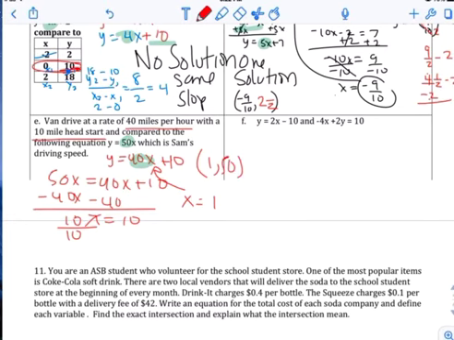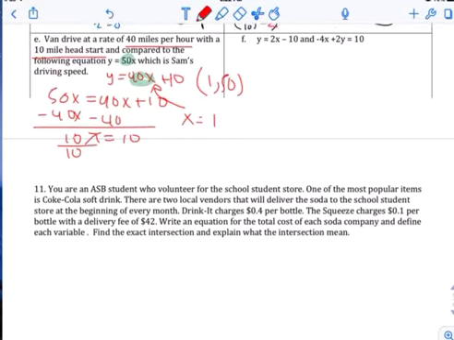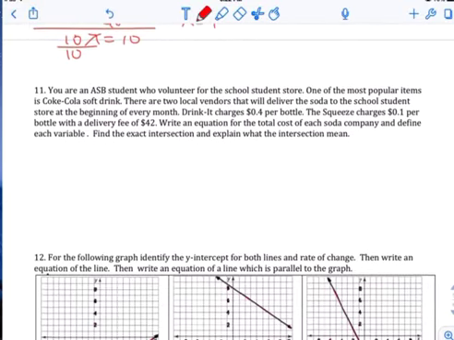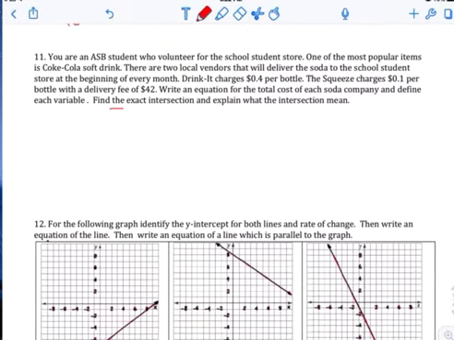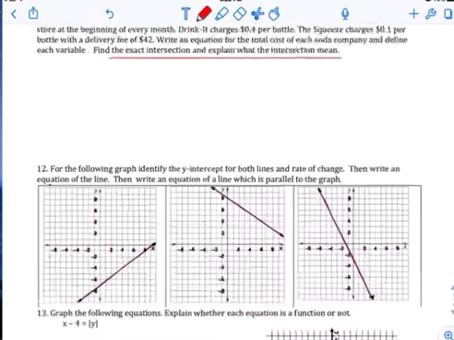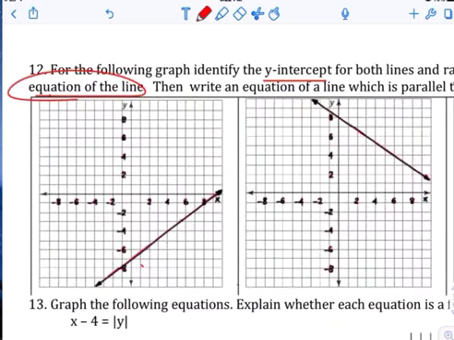This here, you finish that. I think it's no solution or infinite solution on the other one. No solution. Find the exact intersection and explain what it means. So make sure you do that. Write an equation. You guys know how to do this. Okay. Identify the y-intercept and the rate of change. Then write an equation of a line.